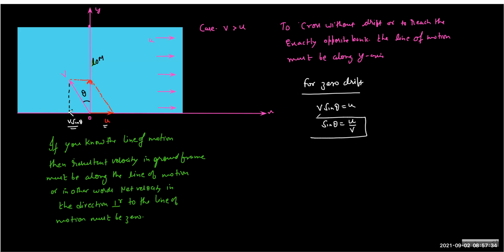So this gives the obvious answer that sine theta equals u by v. But this also says something interesting: any sine or cosine function always lies from -1 to 1. So u by v must be a fraction. This must be less than 1, and that is only possible when v is more than u. So that condition is necessary to think of zero drift. If this is not the case, then we cannot have zero drift. It is impossible. So if the sine theta turns out to be more than 1, it means it is impossible to have zero drift.